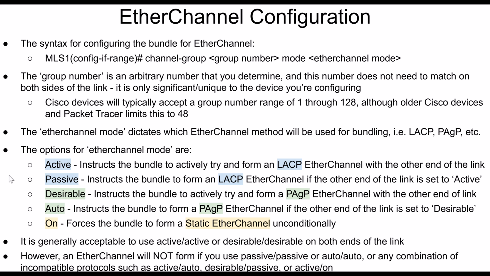However, an EtherChannel will not form if you use passive on one end and passive on the other end, or auto on one end and auto on the other end, or any combination of incompatible protocols such as active and auto. Remember, active is for LACP, auto is for PAgP. Also desirable and passive: desirable is PAgP, passive is LACP. So if you try to put one end of the link as PAgP and the other end of the link as LACP, that will not work. Or if you have static EtherChannel on one side of the link and active LACP on the other side of the link, that will not work either.